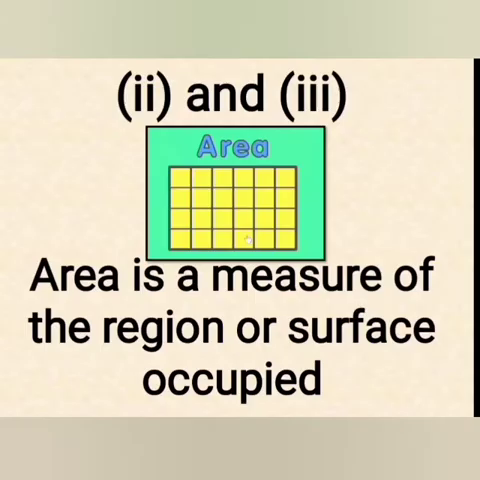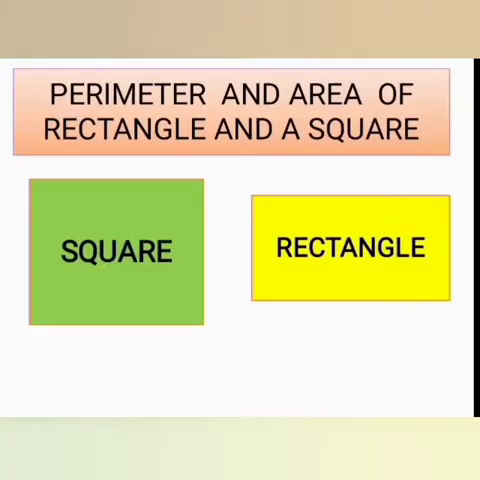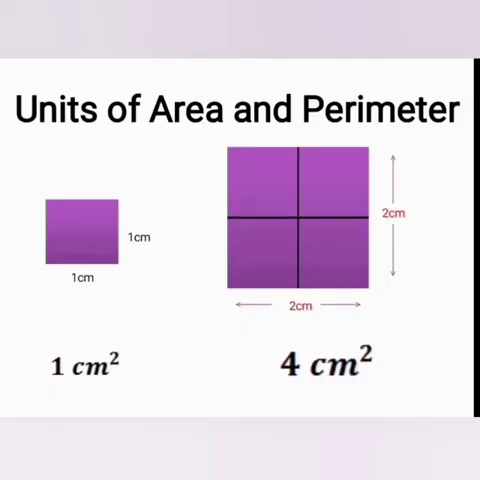In cases second and third, you need to find the area, as area is a measure of the region or surface occupied. In class 6, you have learnt how to find the perimeter and area of a rectangle and a square. Let us revise with special emphasis on the units of area and perimeter. You know that the area enclosed by a square of side 1 cm is 1 cm square. If 4 such squares are placed together, the area enclosed by them is 4 cm square.